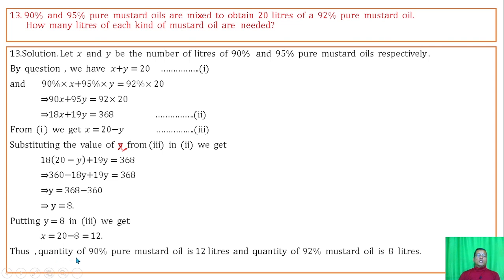Thus, the quantity of 90% pure mustard oil is 12 liters and the quantity of 92% mustard oil is 8 liters.